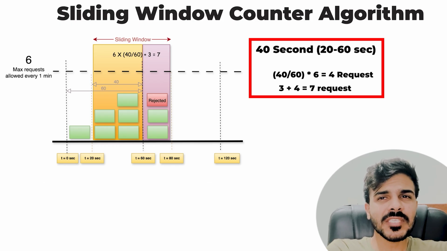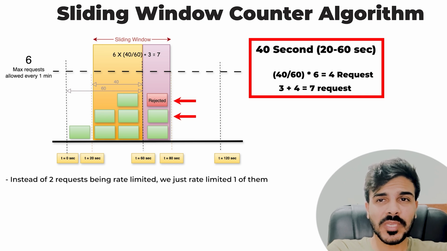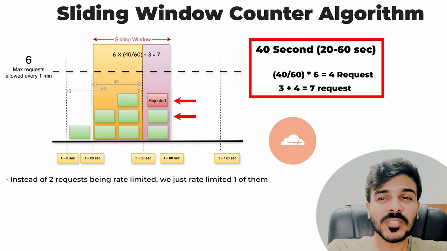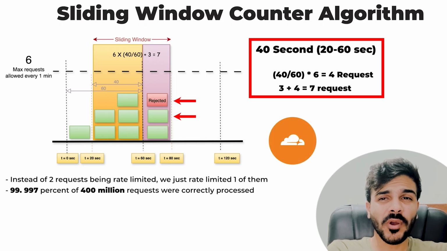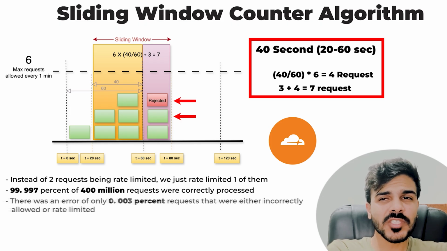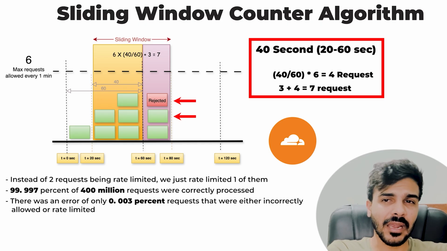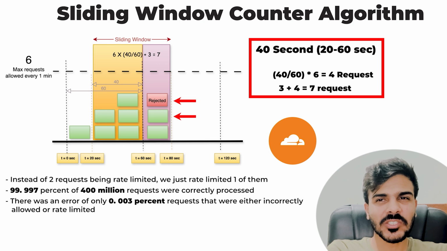Now you might wonder that this might cause slight errors. For example, here we see that instead of 2 requests being rate limited, we just rate limited one of them. But in practical situations, this usually works out well. By the way, a fun fact, Cloudflare experiments show that 99.997% of 400 million requests were correctly processed using this algorithm. And there was an error of only 0.003% requests that were either incorrectly allowed or rate limited. So this data shows that this algorithm in practice seems to work pretty good.